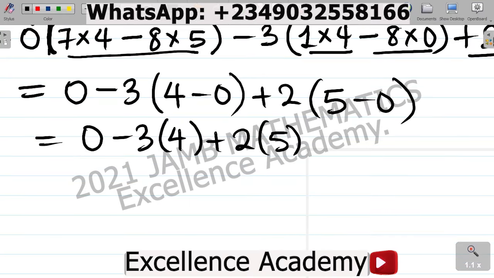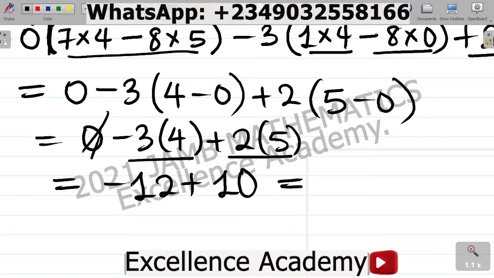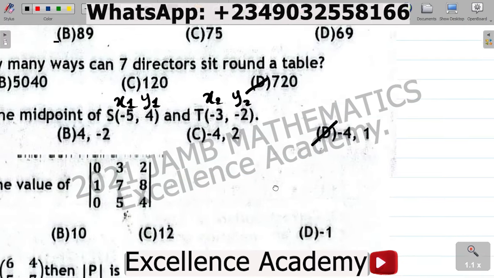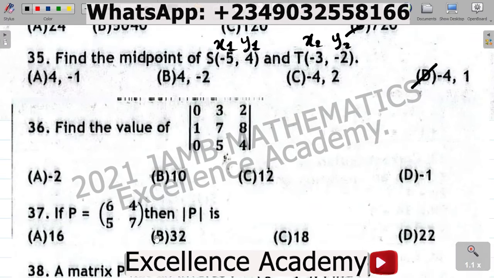This 0 is off. Minus 3 times 4 is minus 12, plus 2 times 5 is 10. Minus 12 plus 10 is minus 2. So the answer to this question is minus 2. Let's see which option has minus 2 as the answer. Yep, that's option A, minus 2. That is your correct answer.